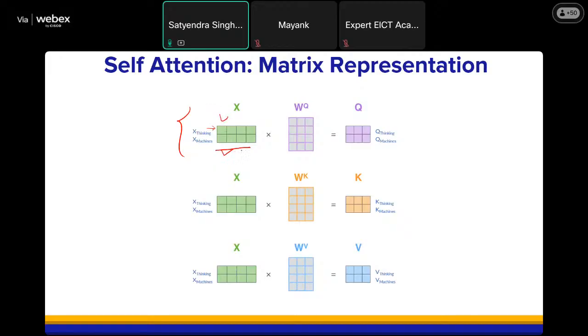an input matrix, the embedding matrix, which you multiply with the query weight matrix to give you the query matrix. So instead of a query vector, you get the query matrix at once, where each row represents one query vector for a different word. And similarly, you calculate the key matrix and the value matrix. So instead of having multiple operations using loops, you can perform those operations in a single go.